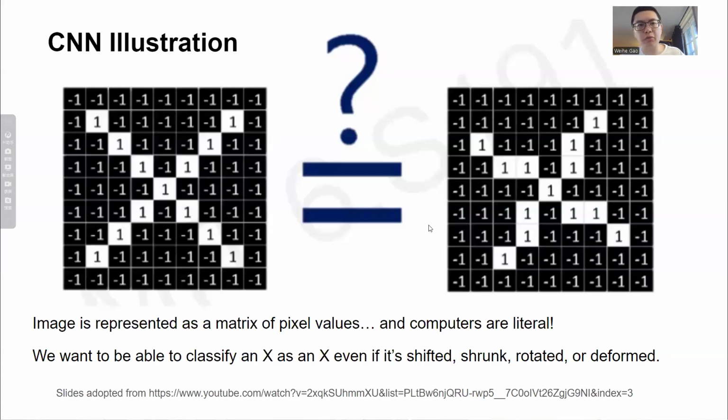So, convolutional neural network, how does it work? Suppose we want to detect X in this image. What we really want is to detect this diagonal feature. And for the same symbol X, it has some rotated or deformed versions. So one filter may not be enough.